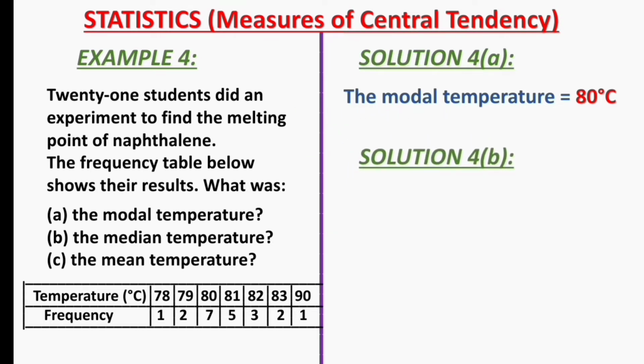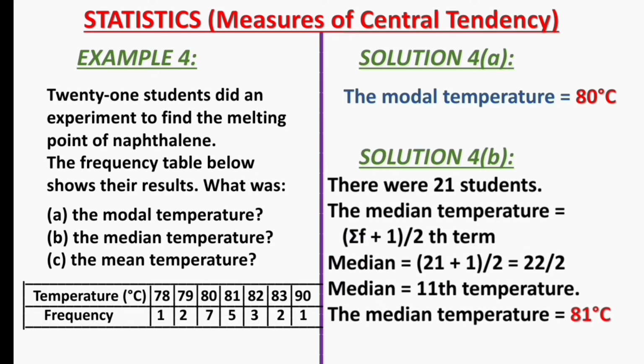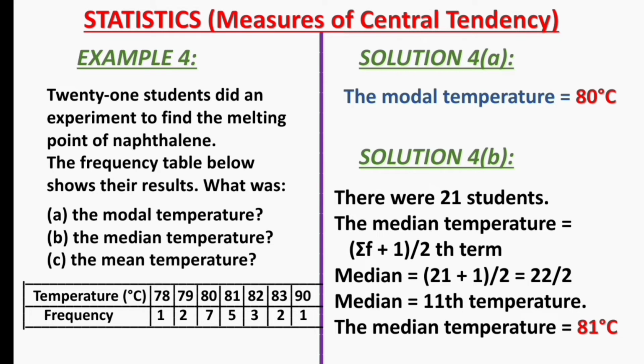For the solution to question 4b, talking about the median temperature. From the solution, there are 21 students. That means the median temperature is going to be the sum of the frequency plus 1, divided by 2. The median is 21 plus 1 divided by 2, which is 22 divided by 2, which is the 11th temperature. So counting for the 11th temperature either from the right or from the left of the frequency table, the median temperature is 81 degrees Celsius. I hope the solution to question 4b is clear to you.